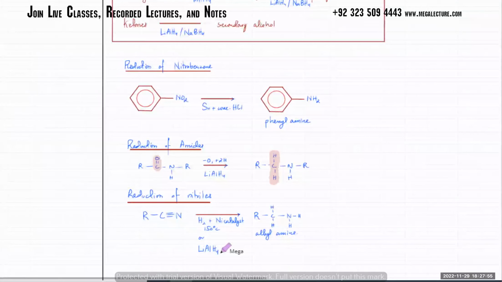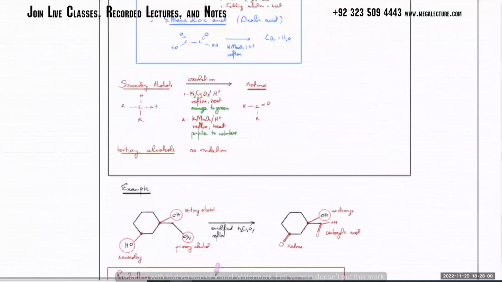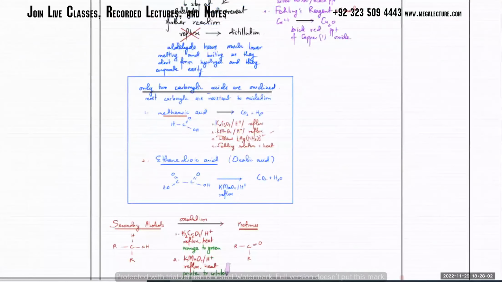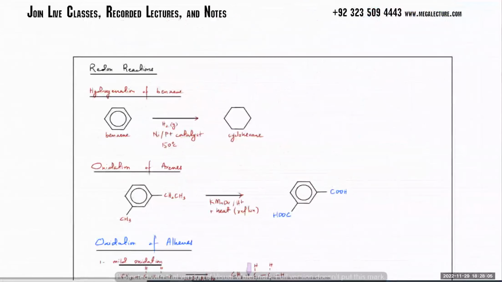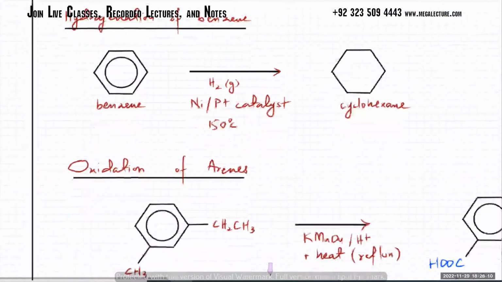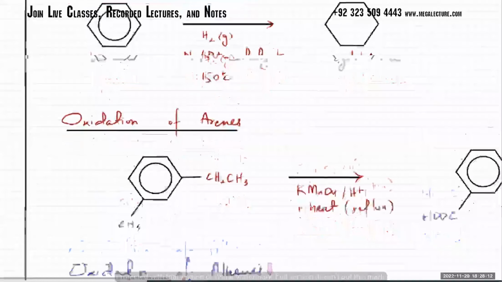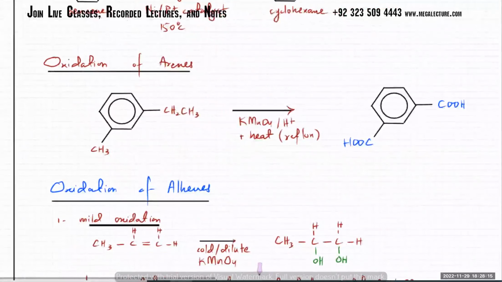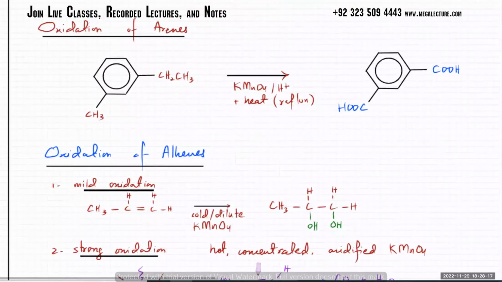oxidation and reduction reactions. Let me just check that everything is covered. We started off with a quick summary. We started off with hydrogenation of benzene. That was reduction because the double bond is gone and hydrogens got added to it. Then you had oxidation of arenes. I told you that the carbon chain will simply vanish, and in its place you'll get carboxylic acids.